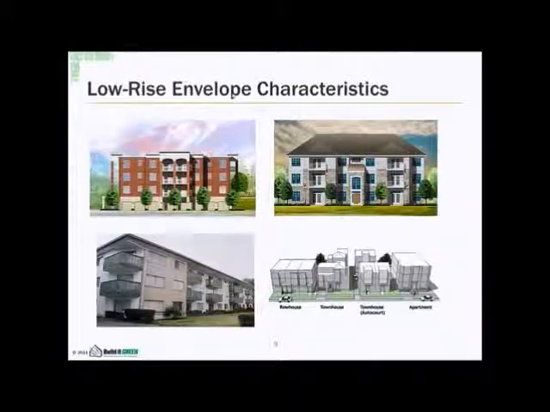So, low-rise envelope characteristics. Typically they're three floor levels maximum. The typical type you see is three floors built on top of a garage floor level, or just three floor levels built on a slab, like the one on the right and the bottom left. On the very bottom right, we have different configurations of low-rise multifamily buildings: your attached row houses, your townhouses, your townhouses with auto courts, and your typical apartments, whether they be garden style or just like the ones in these pictures.